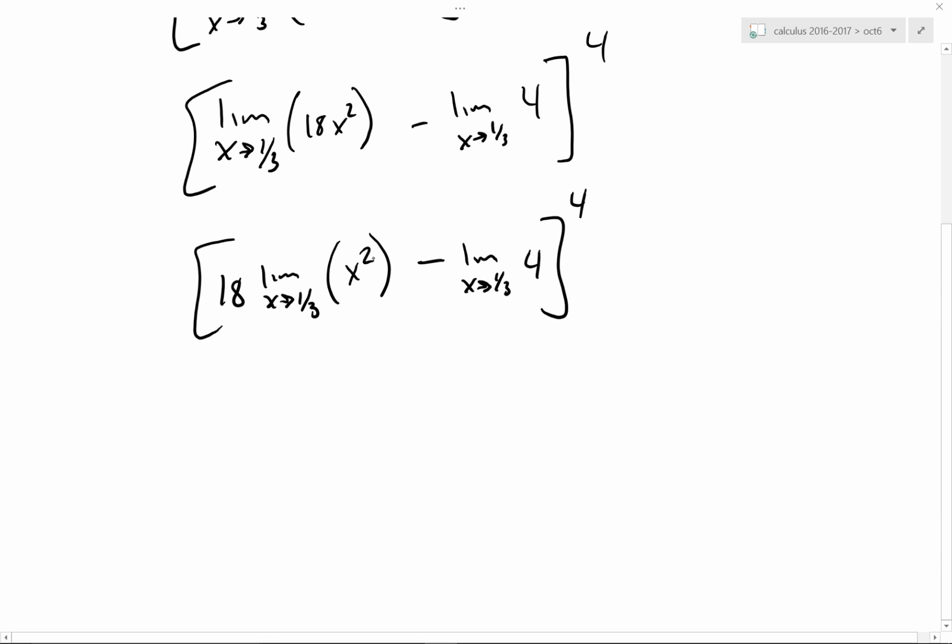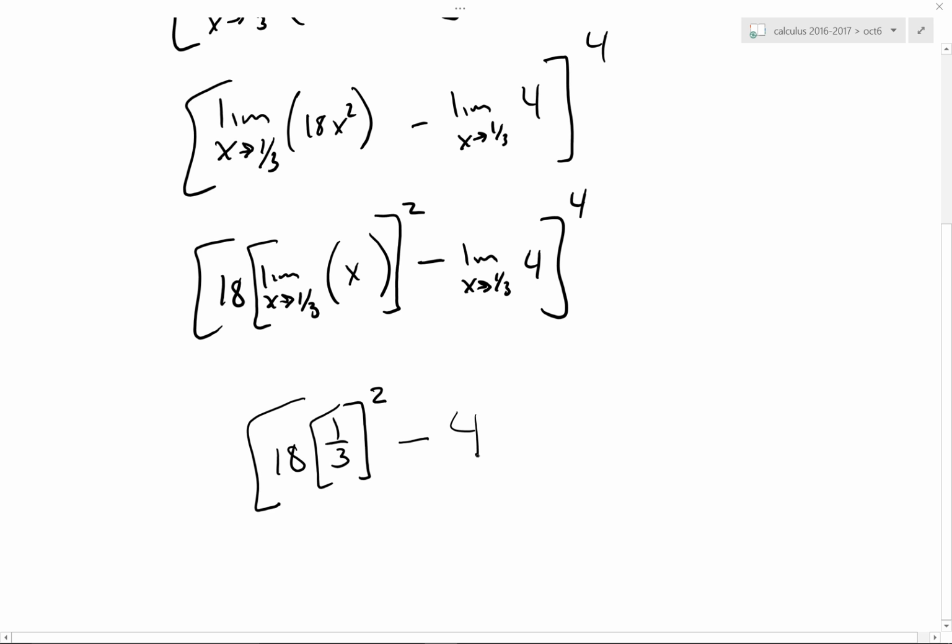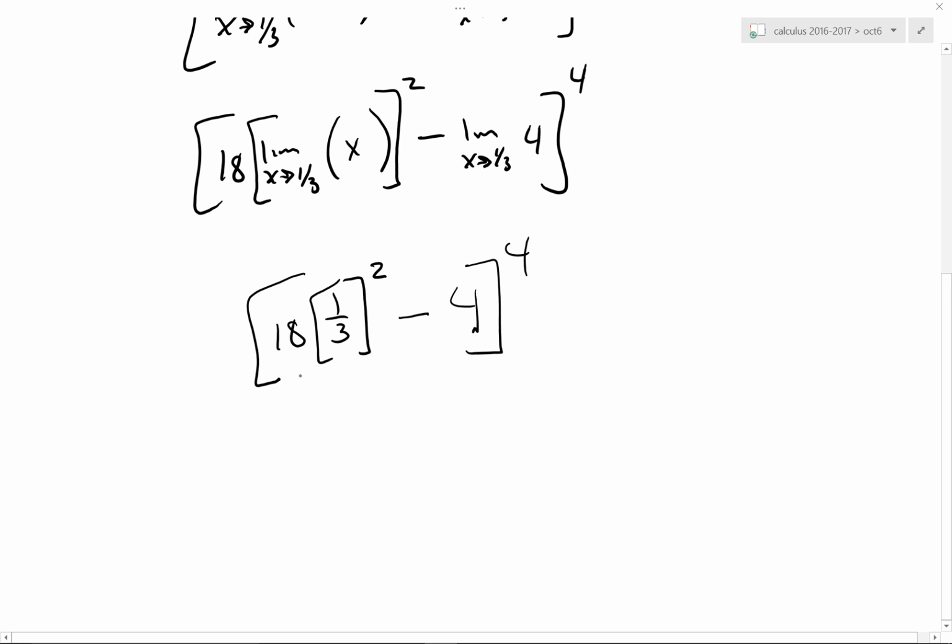Now, listen, what about this business? What about this 2 right here? What about this x squared business? What can I do with this x squared? I can pull the limit in there, right? So, what is the limit of x as x approaches 1/3? It's 1/3. And what are we going to do with that? We're going to square it and then times it by 18. And then we're going to say, what is minus 4 all to the 4th power. That's 1/9 times 18 is 2. Minus 4 is negative 2. To the 4th is 16. Ta-da!